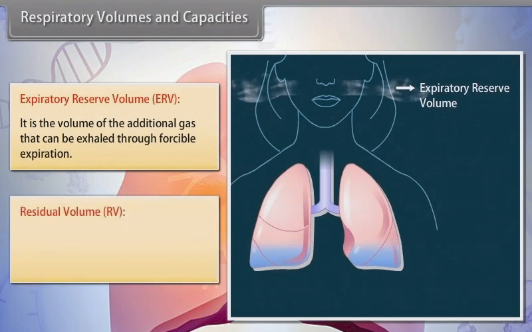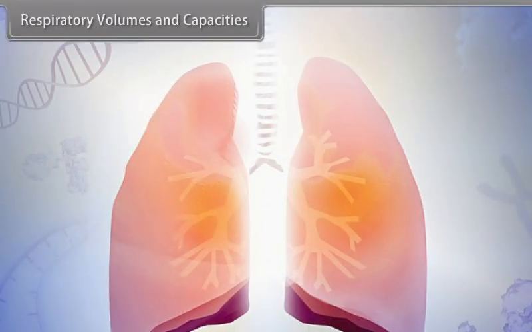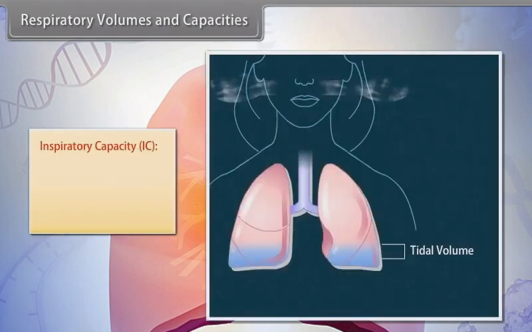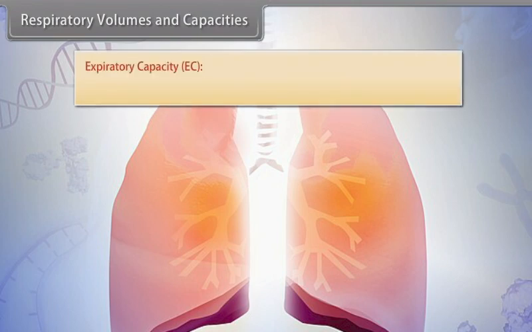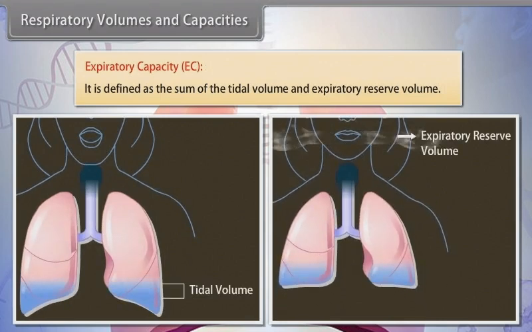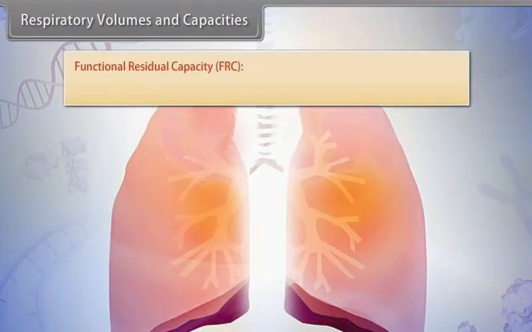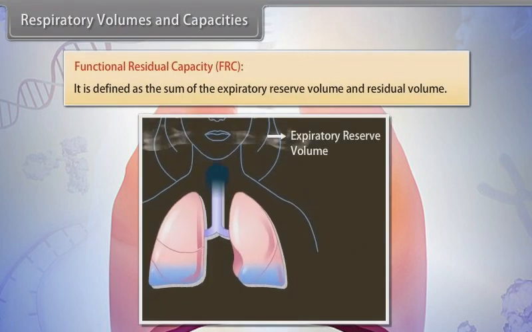Residual volume, RV. It is defined as the volume of gas that remains in the lungs after a maximal expiration. Respiratory volumes and capacities. Inspiratory capacity, IC. It is defined as the sum of the tidal volume and inspiratory reserve volume. Expiratory capacity, EC. It is defined as the sum of the tidal volume and expiratory reserve volume. Functional residual capacity, FRC. It is defined as the sum of the expiratory reserve volume and residual volume.